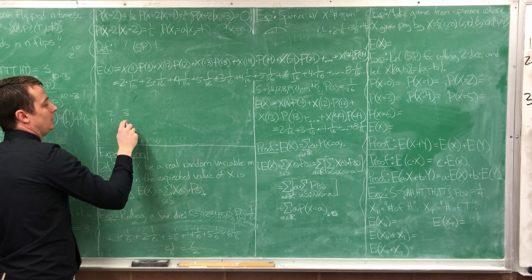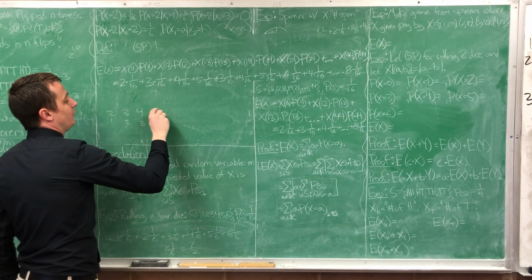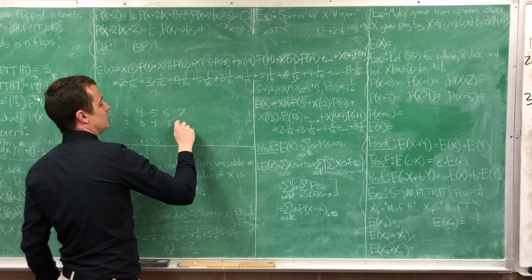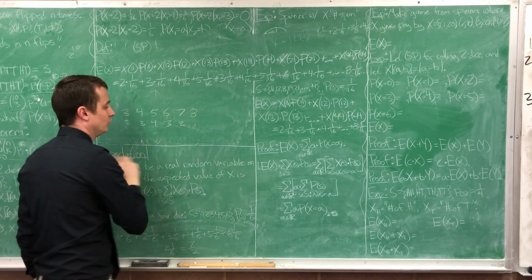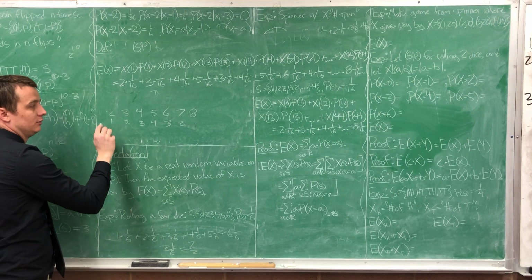So we can only get a 2 one way. We can get a 3 two ways. We can get a 4 three ways. We can get a 5 four ways. We can get a 6 three ways. We can get a 7 two ways. And we can get an 8 one way, rolling two four-sided dice. Does this make sense, this counting up right here? Yes.